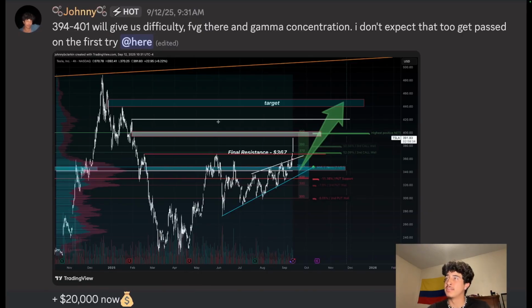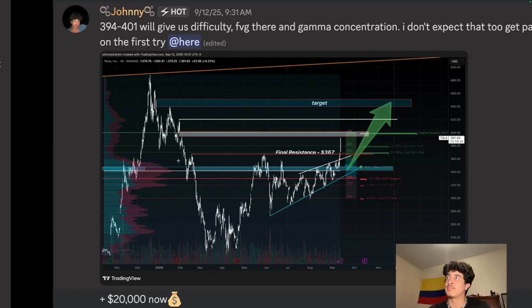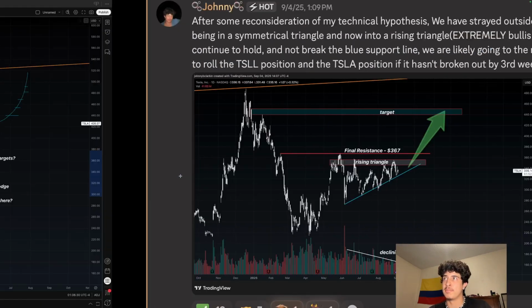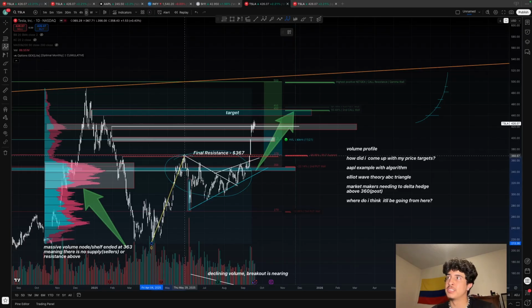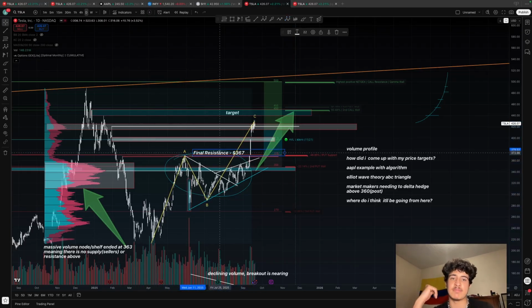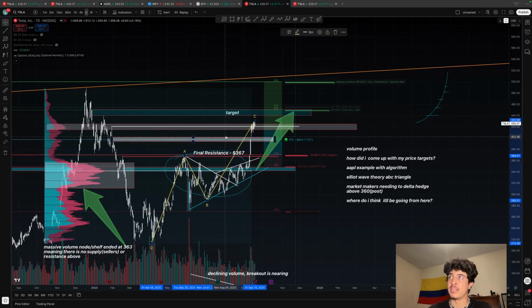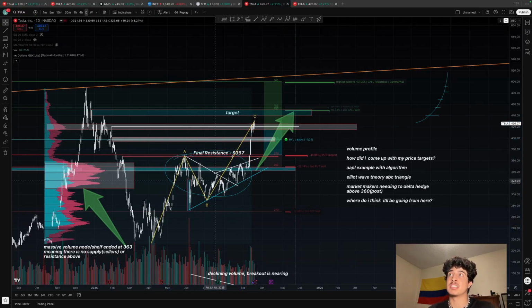The next day, 394.401 will give us resistance, as that was a major gamma exposure level. We had price imbalances there, and we got to 420, which was my main target because of a few things. So we're referencing Elliott wave theory. In Elliott wave theory, it's basically just this concept that price evolves in wave structures, so waves of 5 and 3. And this was the structure that I was looking for.